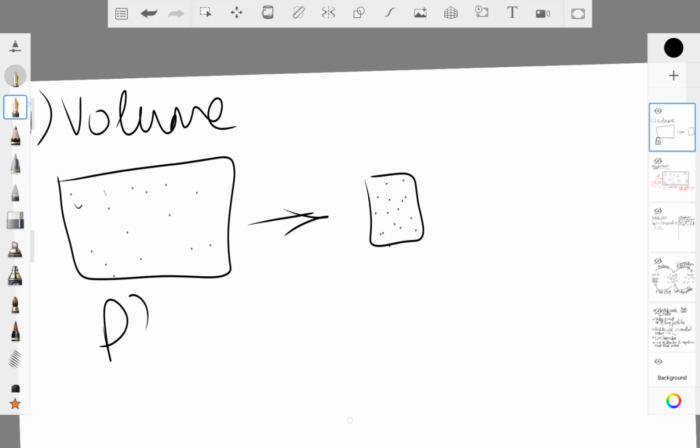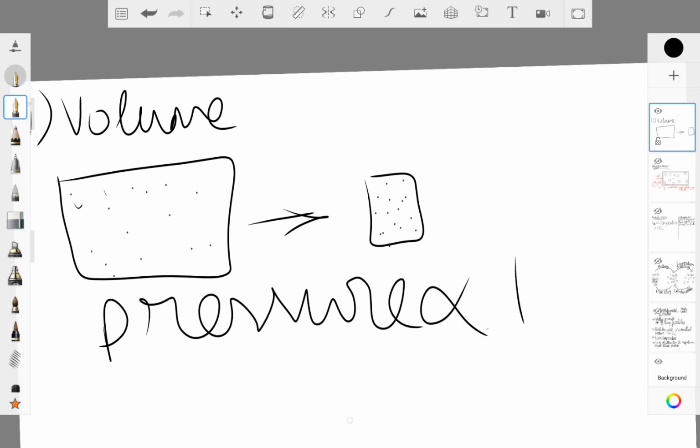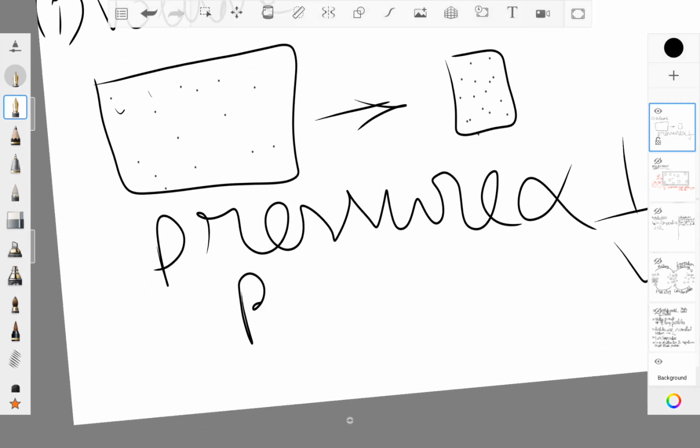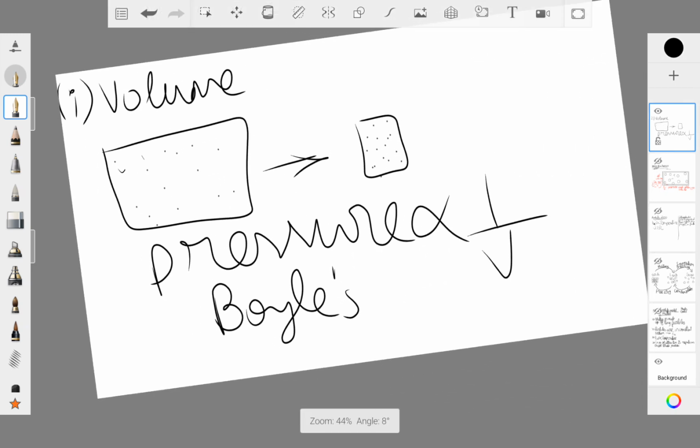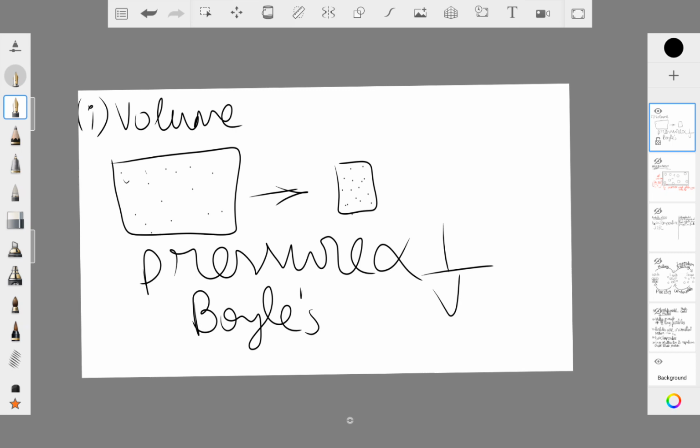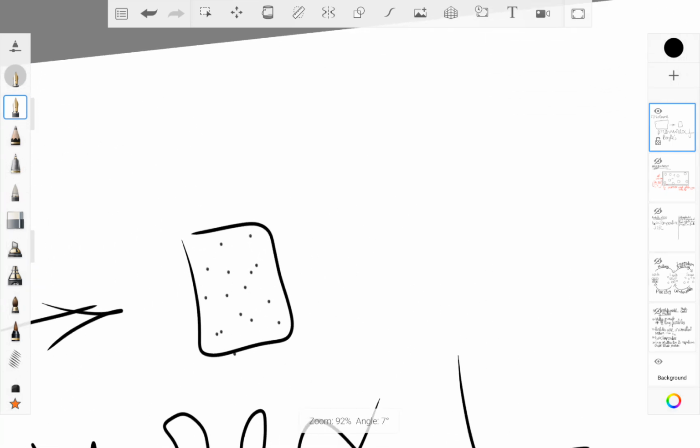Basically, pressure is inversely related to volume, and this is the basis of what we call Boyle's law. I'll focus more on Boyle's law in a few minutes. Let's look at the second factor that affects pressure, that being temperature.